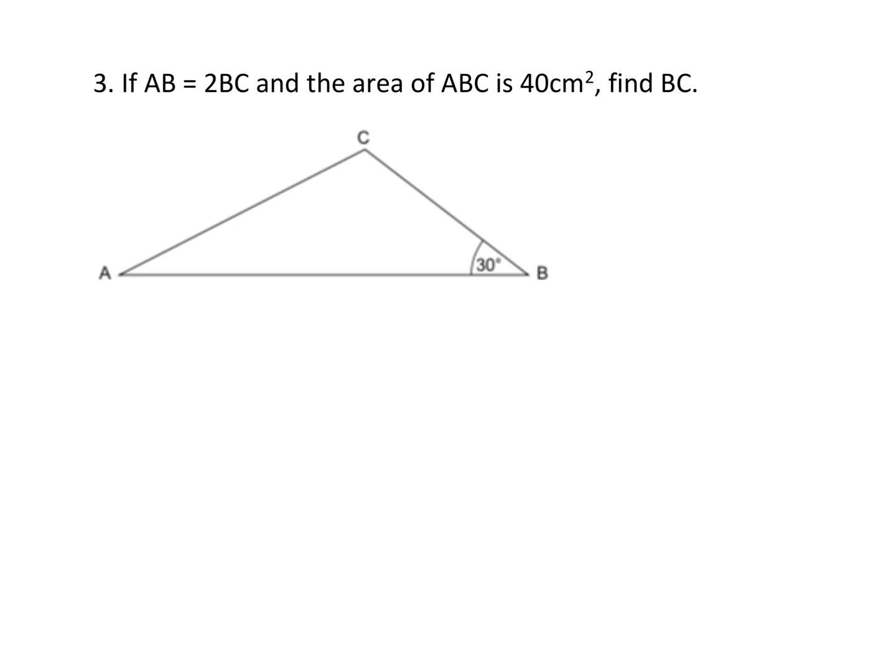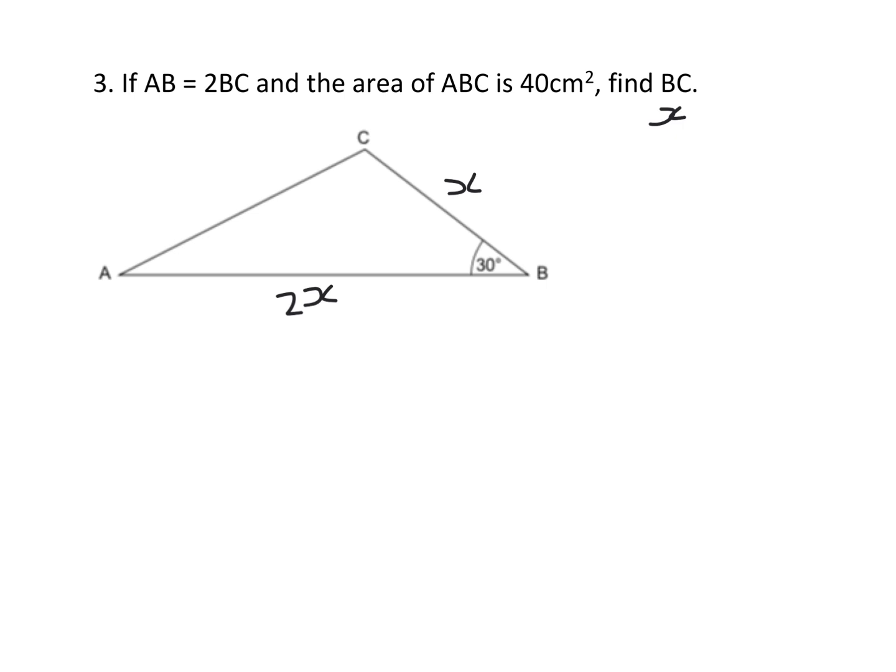Okay, number 3. If AB equals 2BC and the area of ABC is 40, find BC. So BC is a missing side. I'm going to call it X, and it's over here. AB is 2 times BC. It's double the size of BC. So AB would be 2X.